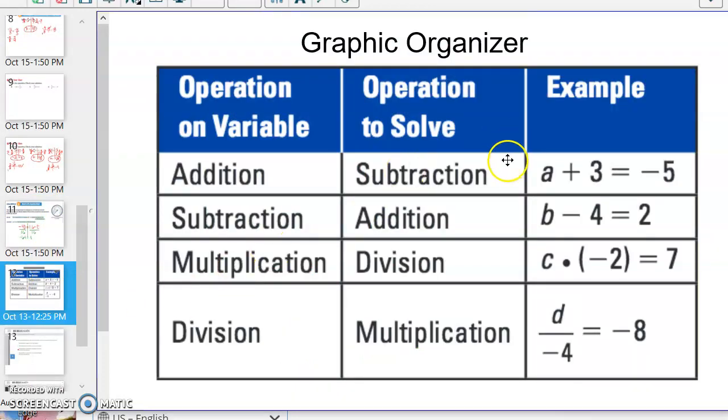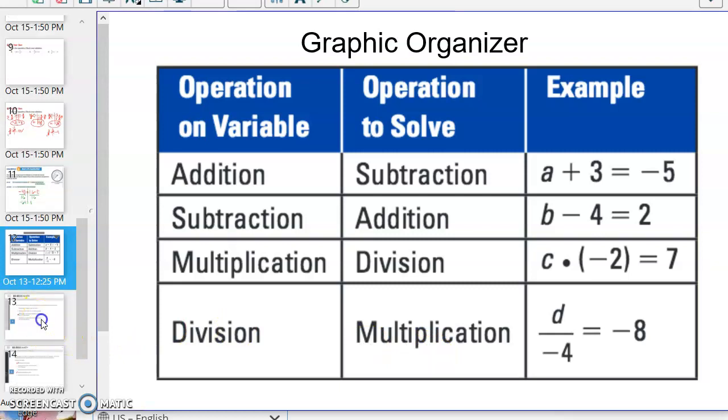So a little recap. Addition is undone by subtraction. Subtraction is undone by addition. Multiplication is undone by division, and division is undone by multiplication. So keep that in mind when we are solving these equations.